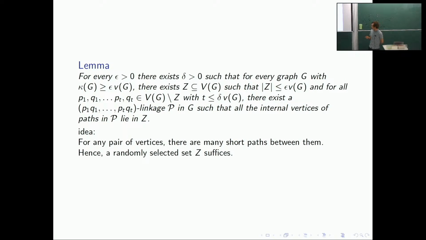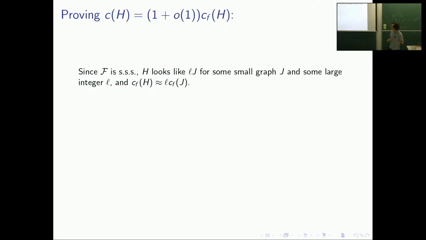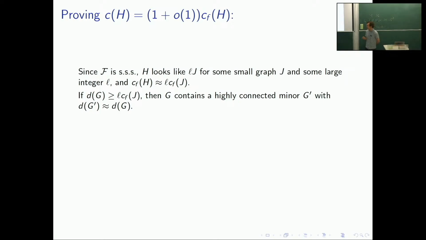Because the connectivity is so big, between any pair of points there are lots and lots of disjoint paths, which means a lot of those paths are very short. And if those paths are very short, then some positive fraction of those will likely be contained in a random set. So it's not a difficult proof. It's just basically some probabilistic stuff, but I won't go into the details. So now the strategy actually works if we set aside some set of vertices like this.